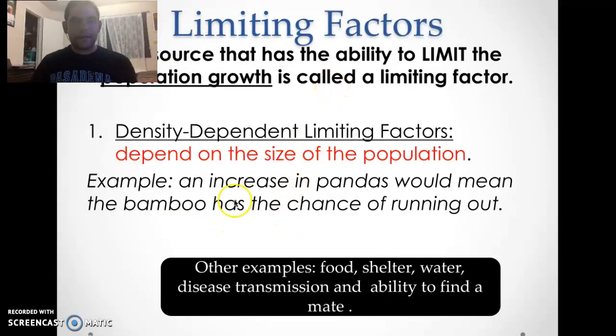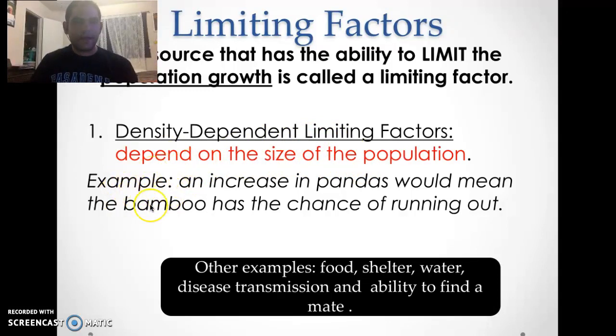Limiting factors. We're going to learn about two different types of limiting factors. A limiting factor is just a resource that has the ability to limit the population growth. And there's two types of them, like I said. The first one is a density dependent limiting factor. All right, a density dependent. So what that means is that it will depend on the size of the population. These factors are dependent on the size of a population.